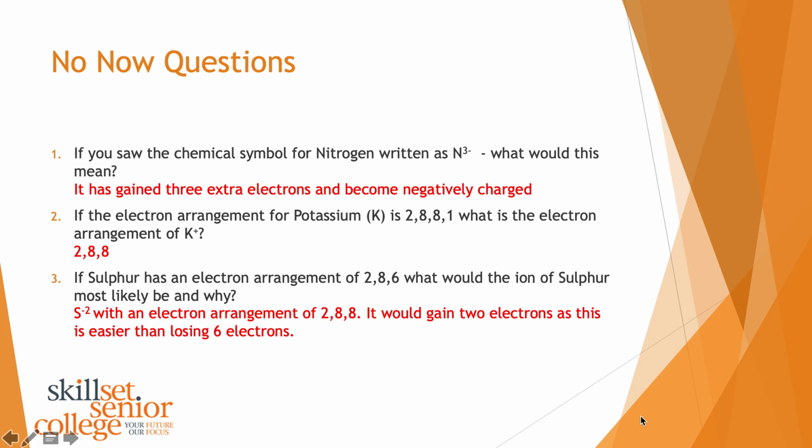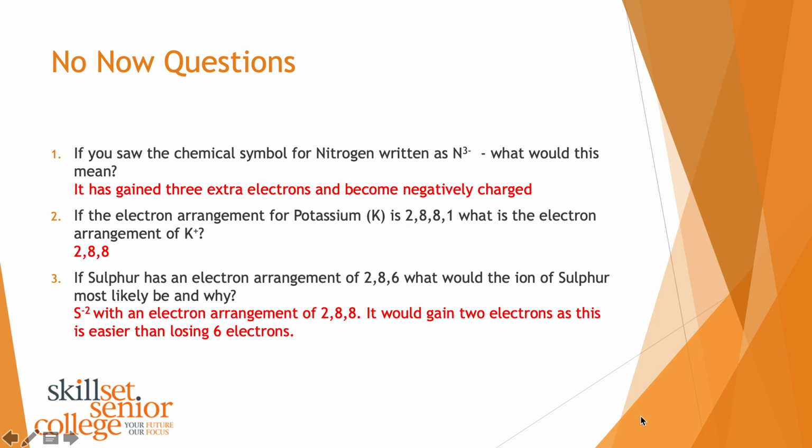Okay, here are the answers. If you saw the chemical symbol for nitrogen written as N3 negative, what would this mean? Well, that means it has gained 3 extra electrons and become negatively charged. It's 3 times more negative than it was before. It has 3 extra electrons.